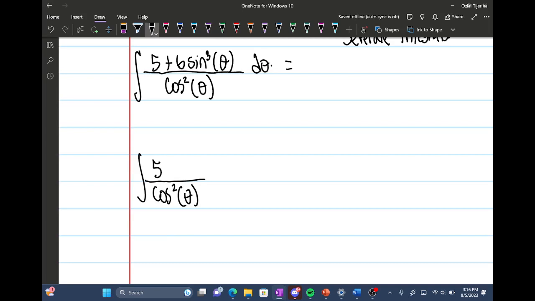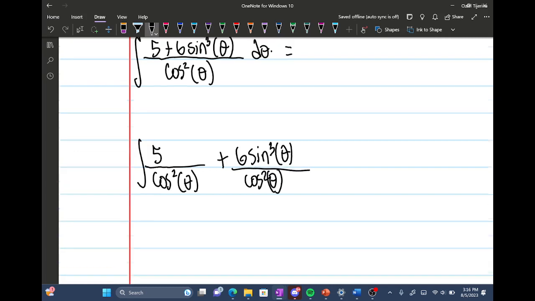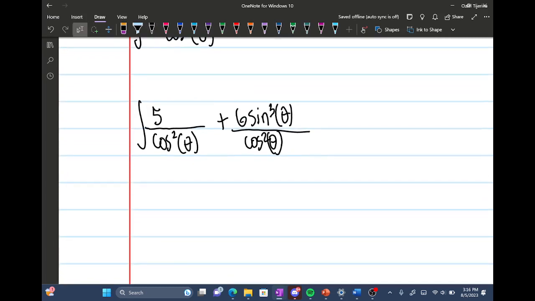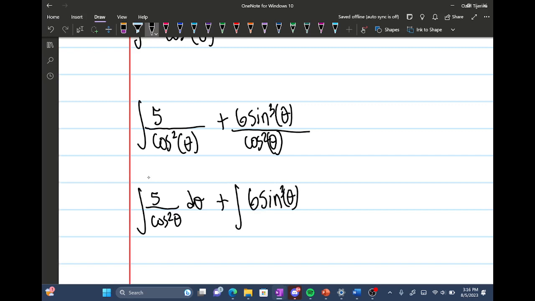I don't usually do that because I have a habit of writing it without the parentheses. Okay, so we have this, and then plus 6 sine cubed of theta over cosine squared theta, right? And the other thing is we're going to split it up even more. So this is the integral of 5 over cosine squared theta d theta plus the integral of 6 sine cubed of theta over cosine squared theta d theta. Okay.